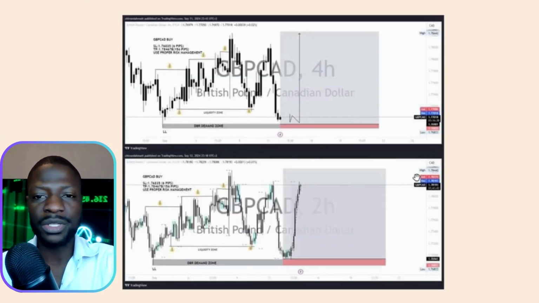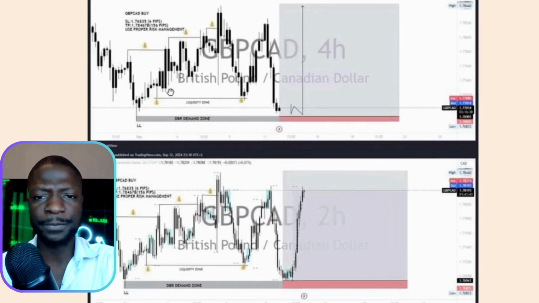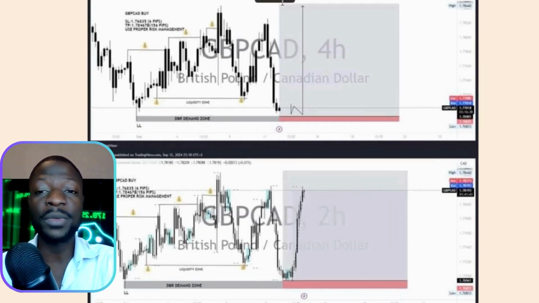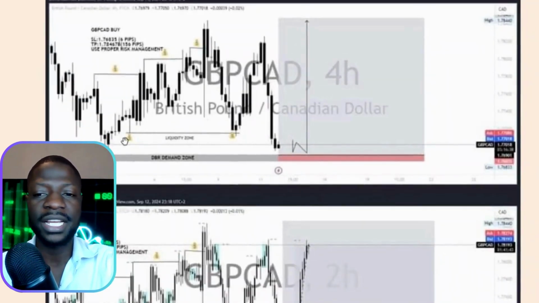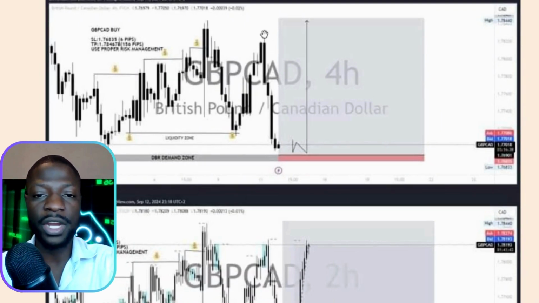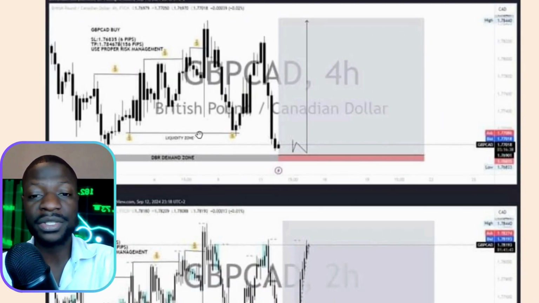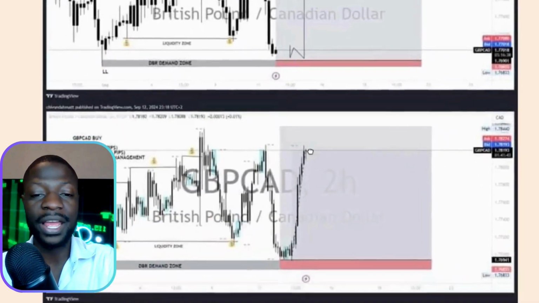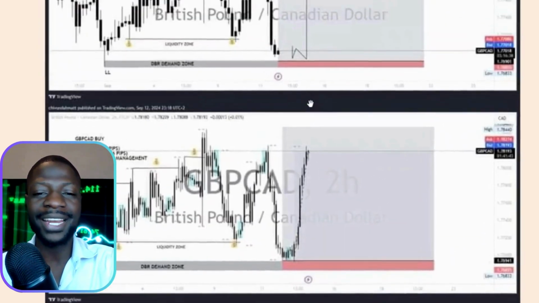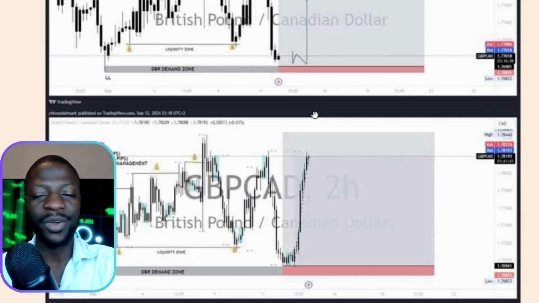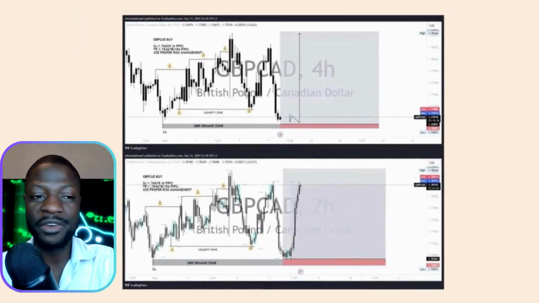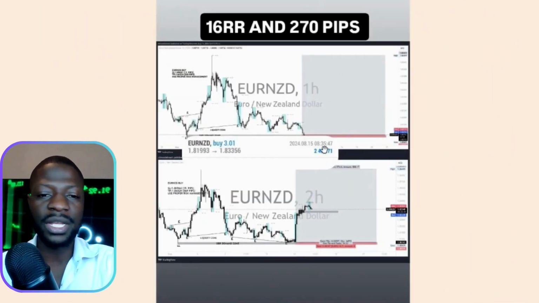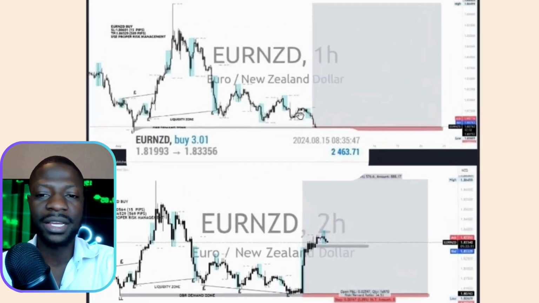Then our trade was on GBP CAD right here. Nice drop base rally, multiple break of structures to the upside. Nice liquidity which was left behind right here. The market comes with big momentum candles, taking out that liquidity right there. And then guess what happens? The market, just like that, goes to the upside over 1 to 10 risk to reward ratio. This was on Euro NZD. A beautiful trade right here.